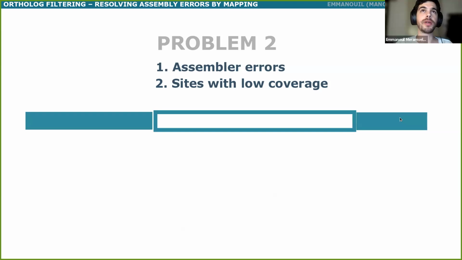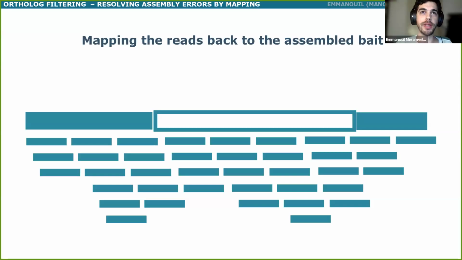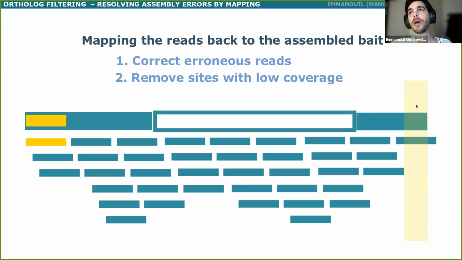Because we couldn't actually check for errors implemented by the assembler or sites of low coverage, because this information was not available. So what we did was we took for each specimen the raw reads and we remapped them on the assembled baits in order to get this information. And then we could actually remove any regions of low coverage and identify erroneous reads that the assembler had selected instead of other available reads that were more fitting for the assembly.